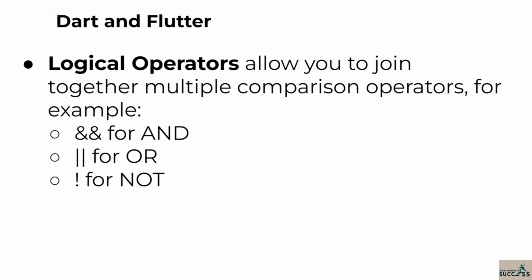So for and, it's two ampersands in a row. For or, it's two what are called pipe operators in a row. You'll find that on your keyboard above the backslash. And then you have an exclamation point for not, which is essentially like the inverse of a particular Boolean statement. Let's see these in practice in Dartpad.